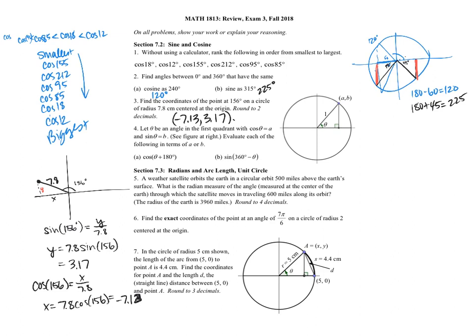Okay, number 4 says theta is an angle in the first quadrant with cosine theta equal A and sine theta equal B. Okay, evaluate each of the following in terms of A or B. Okay, so if I did cosine of theta plus 180, that's going to be down here. So this is theta plus 180. So that's going to be negative A, negative B. And so the cosine value of that is going to be negative A.